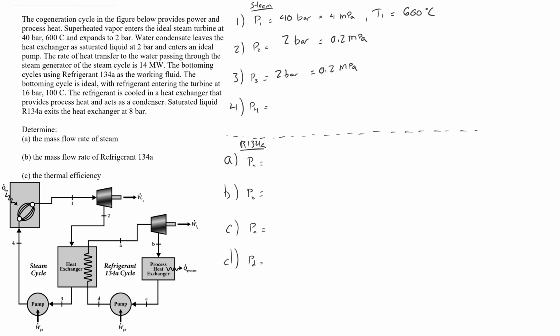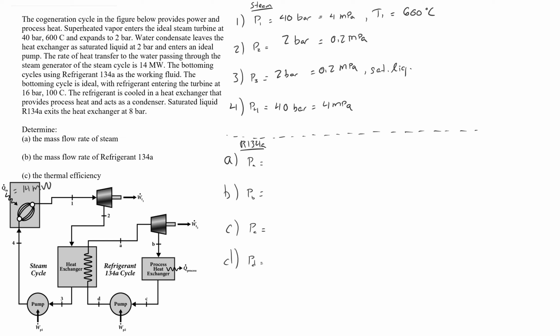And then I've got an ideal pump that is going to push my saturated liquid at 3 back up to 4. So 4 is at the same pressure as 1. And we're told that the rate of heat transfer to the water passing through the steam generator, so this will be Qin, is equal to 14 megawatts.